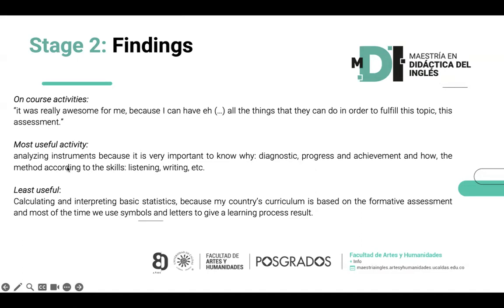We also asked them for the most useful activity and the least useful activity. So the most useful activity for them was analyzing instruments, because it is very important to know why, diagnostic, progress and achievement, and how the method according to the skills, listening, writing, etc. So the activity of analyzing assessment instruments was very illuminating for them. And the least useful activity, notice the trend, is calculating and interpreting basic statistics. And this is what the teacher said: because my country's curriculum is based on formative assessment. So formative assessment is not so much concerned with numbers. And most of the time we use symbols and letters to give a learning process result. So they don't use numbers, they don't calculate statistics. So they didn't find calculation of statistics as useful for their personal assessment context.